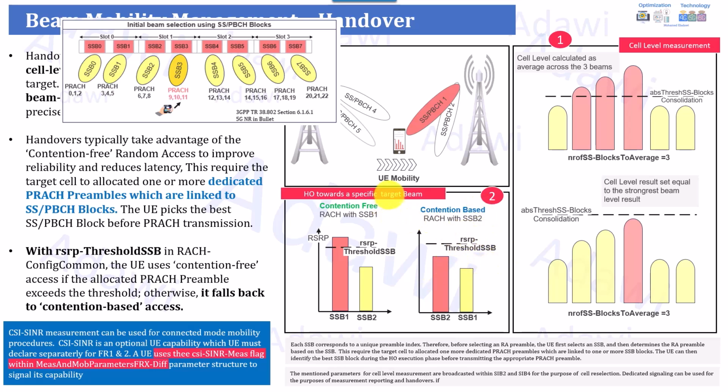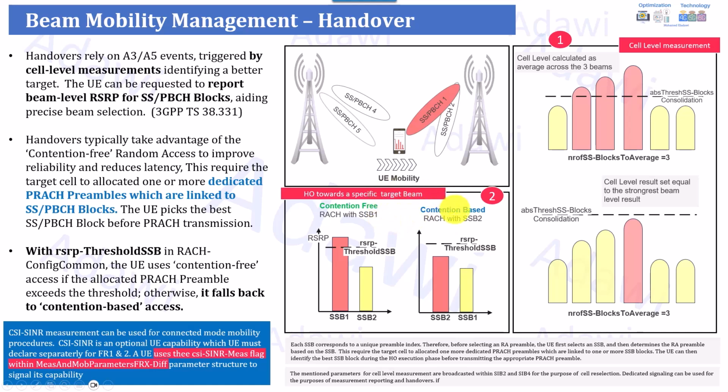So this is actually the meaning of the second parameter, which is mainly used to decide whether contention-free or contention-based is going to be used, and which beam is the best beam is going to be selected on top of the cell level measurement. So the measurement report at the very end, which is going to be sent by the user, will contain a cell level measurement, the average of the cell level, and also it will contain the reported best SSB beams within the same measurement report. This is the case where we have it here.